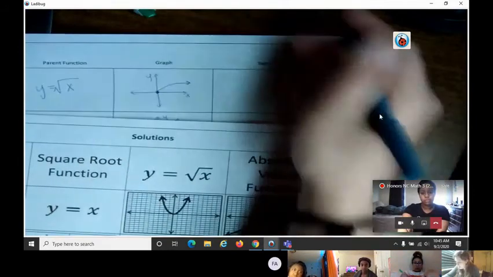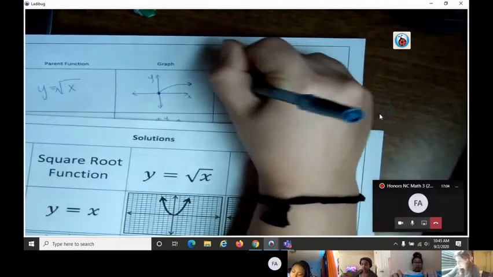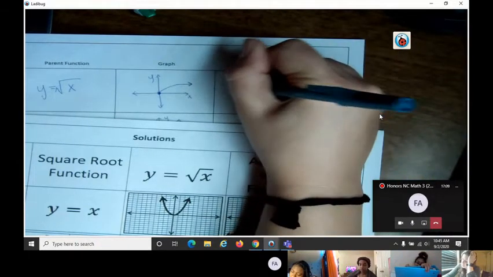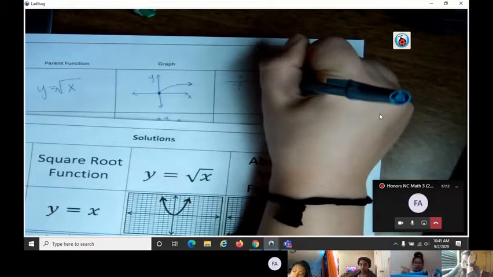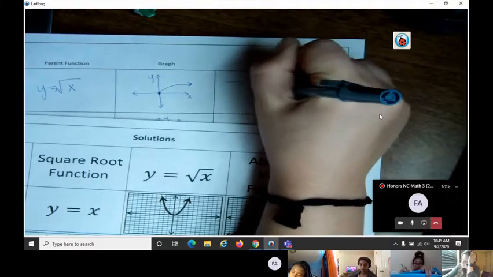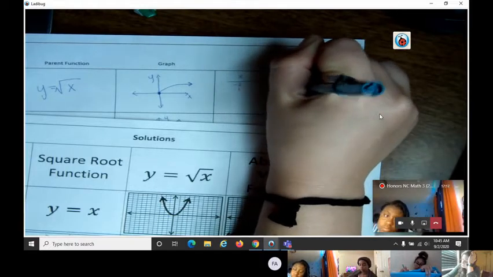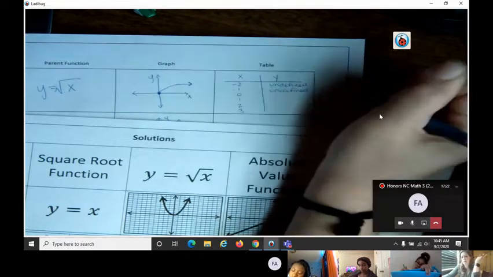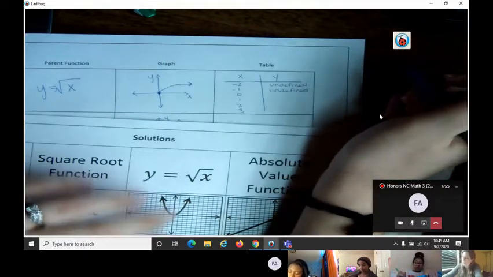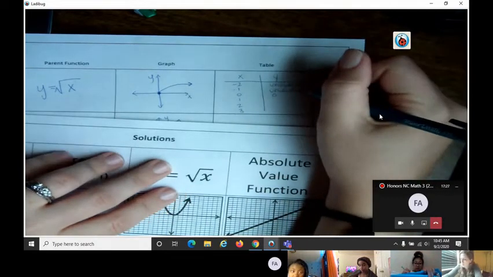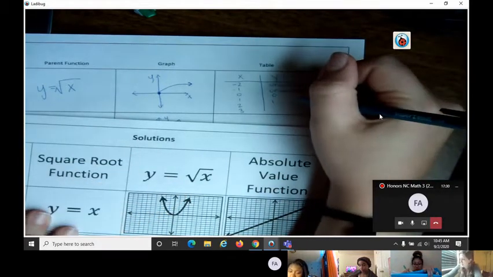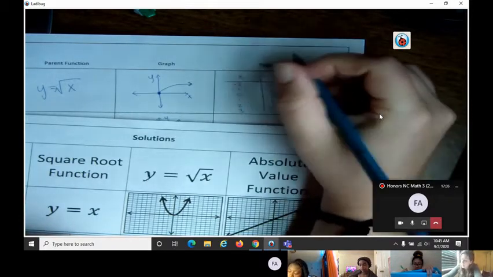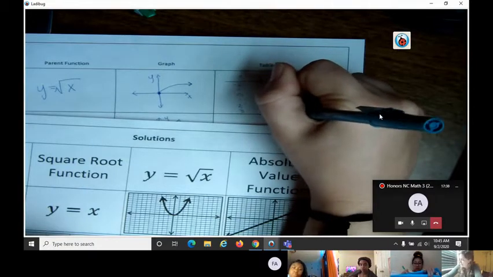I know you can't see it right now. So negative values cannot go in my square root function. So -2 and -1 will both be undefined. Zero, 1, 2, 3. The square root of 0 is 0. The square root of 1 is 1. The square root of 2 is 1.414, and the square root of 3 is 1.732.